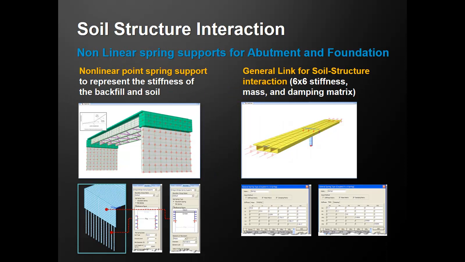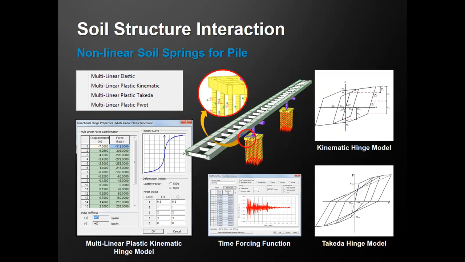Actually, soil structure interaction is one of the big strengths of Midas. You can automatically generate nonlinear point spring supports for the abutments and retaining walls, and also for the piles and columns. You can generate the general link for soil structure interaction. Here is an example of the nonlinear soil springs for a pile.